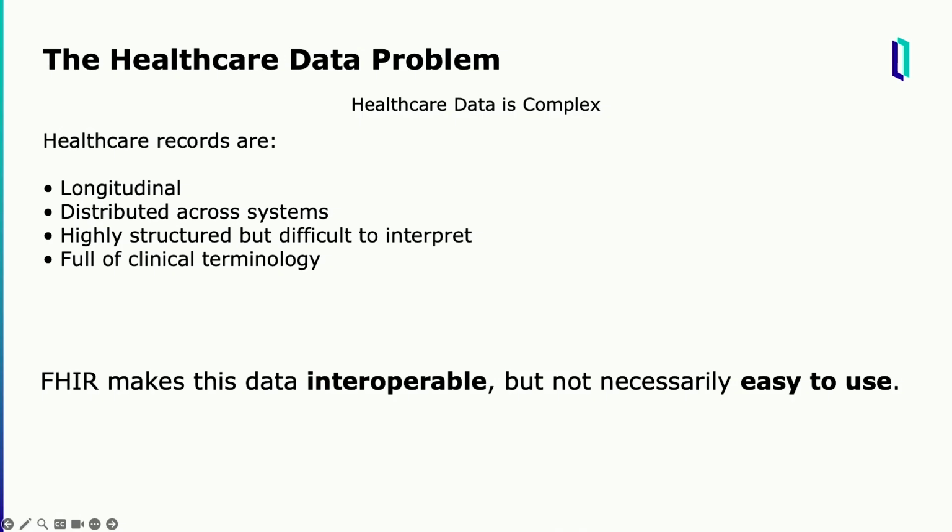Healthcare data is highly structured, but that does not make it easy to use. It is longitudinal, spread across systems, full of relationships between resources, and saturated with terminology. A patient record is not one document and not one table. It is a graph of clinical facts accumulated over time. This is why interoperability alone is not enough. FHIR helps standardize access to the data, but someone or something still has to interpret what matters in context.